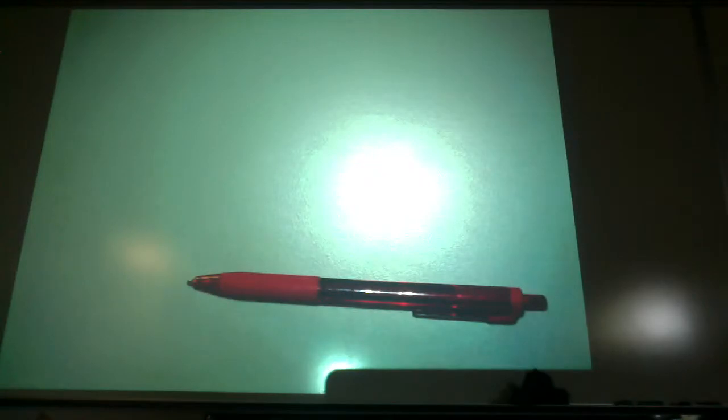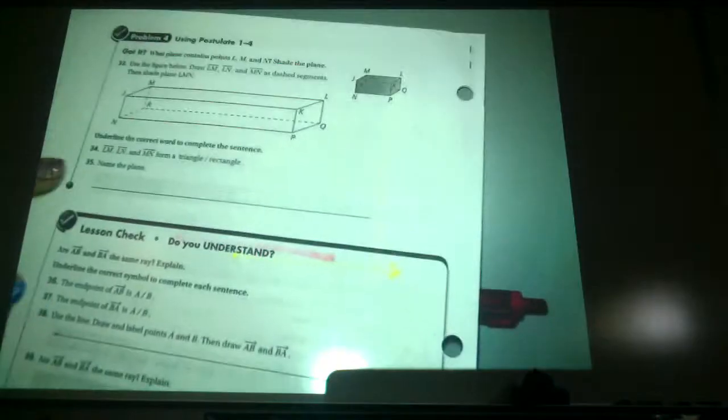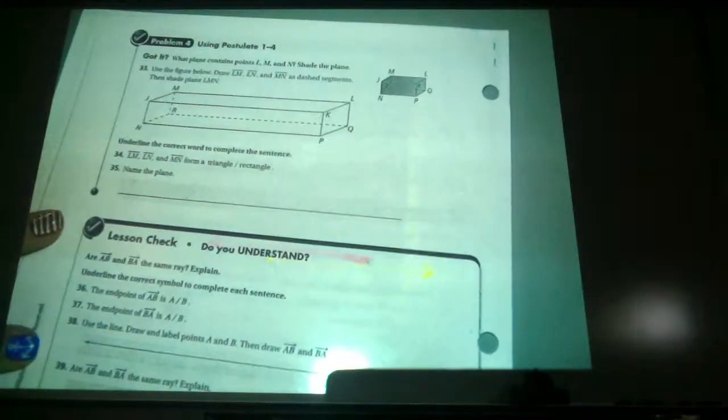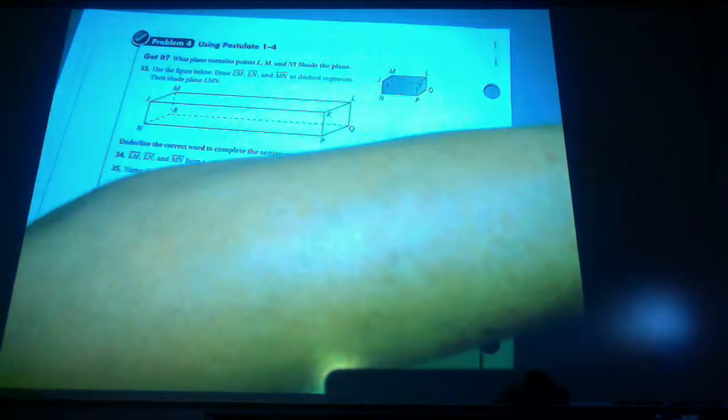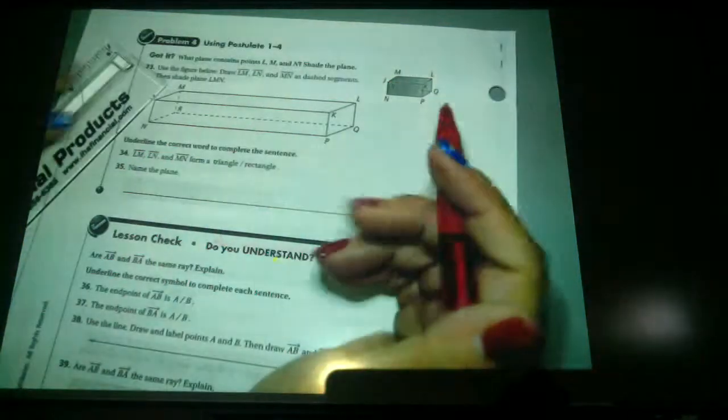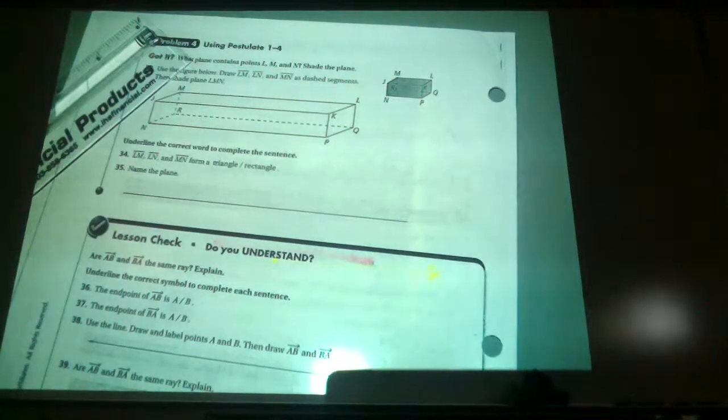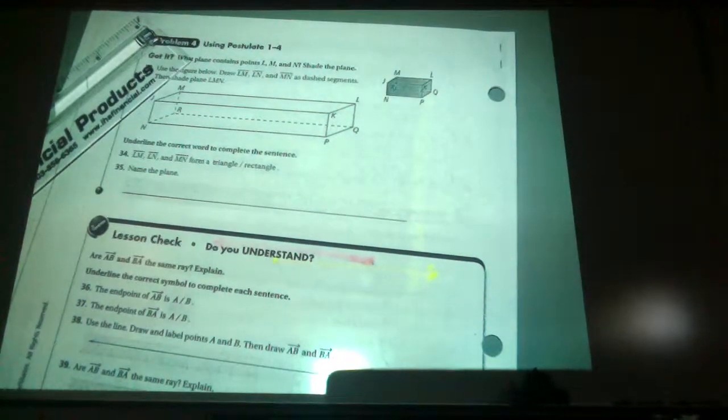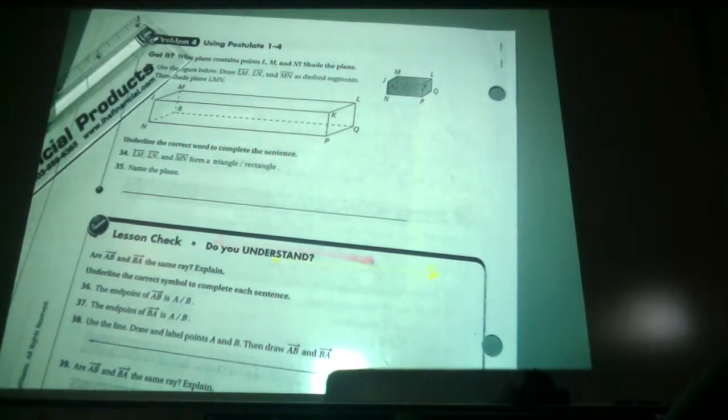Then flip it to the back. So this one's kind of interesting. Use the figure below. Draw line LM, line segment LM, LN, and MN as dashed segments, and then shade the plane. And then while you're doing that, let me pull up the calendar because we are running out of time.